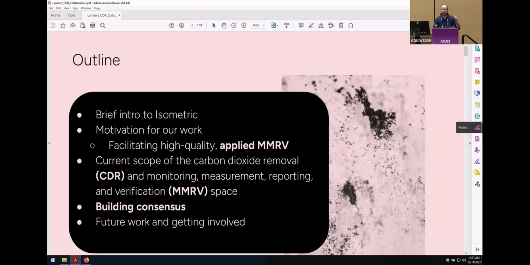Brief intro, I'll tell you a bit about Isometric. One quick slide, I'll motivate our work and talk about what we're doing in the applied MRV space, spend some time giving the current scope of the CDR landscape and the MMRV landscape, and we'll spend most of the time talking about what we're doing to build consensus and collaboration in this space, specifically as it relates to protocol development across pathways. And then at the end, we'll talk a bit about the future work we can all do together.